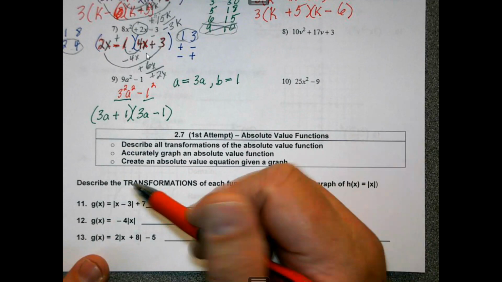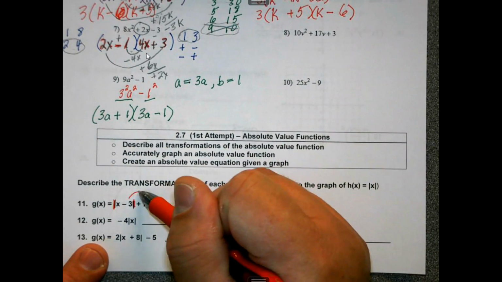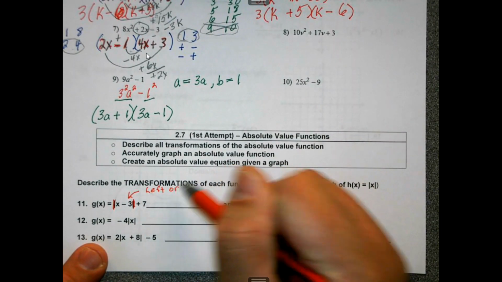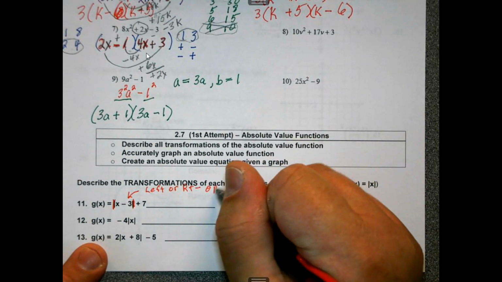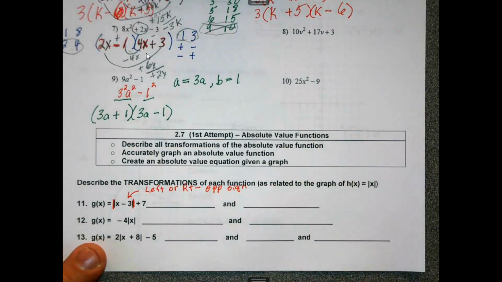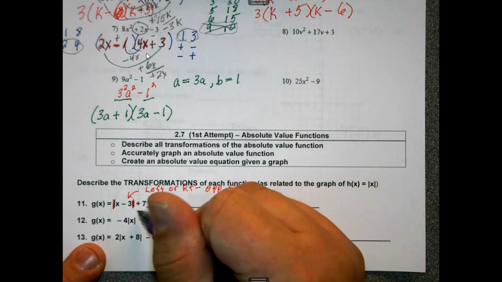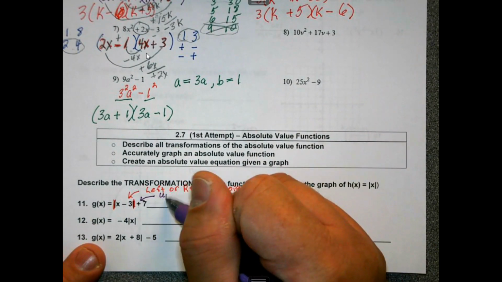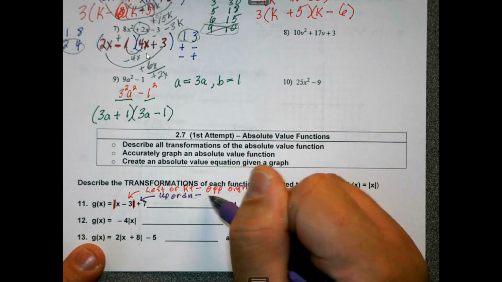Inside the mathematical symbols, we move it left or right, and it was opposite the sign, right? Opposite sign. Outside the mathematical symbols, we go up or down, and it was with the sign.